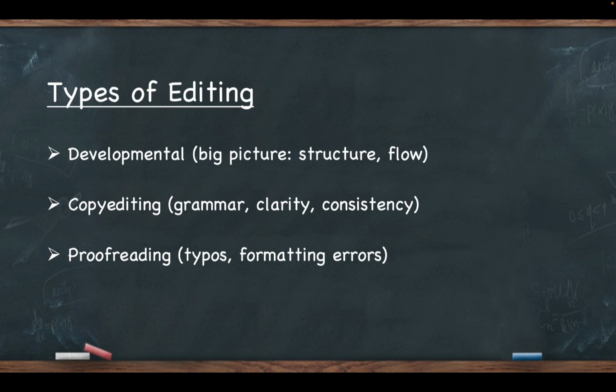So first, let's touch on types of editing. There are three types of editing. There's developmental editing, there's copy editing, and there's proofreading. Developmental editing is basically the big picture. You're fixing the structure and you're fixing the flow. You're putting paragraphs where they should be. You're making sure that there's a flow between each paragraph. You're making sure that the thought process is linear and it's not jumping up and down.